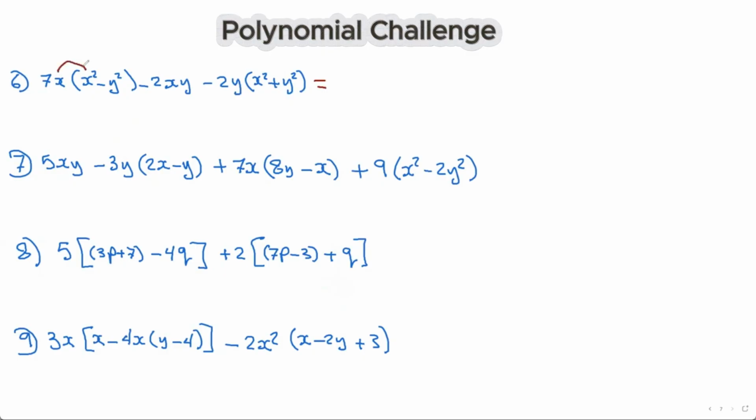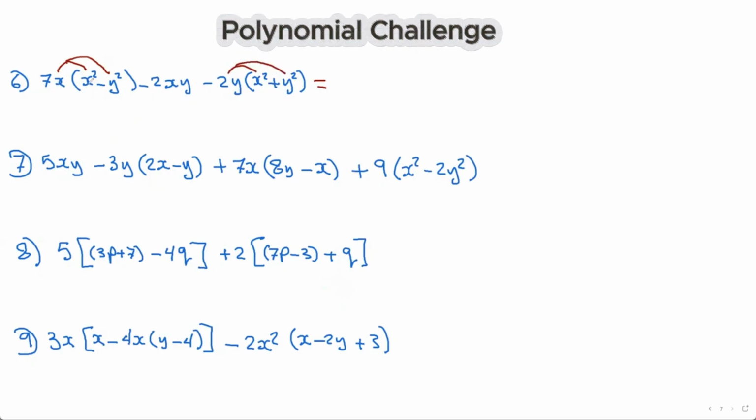The 7x has to be multiplied into here and to here. This here doesn't get multiplied by anything, just doesn't have any brackets around it, it's a loner, so it's just there, and it's going to stay there the way it is. But the negative 2y has to be multiplied into here and to here.